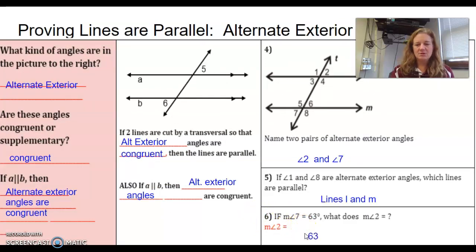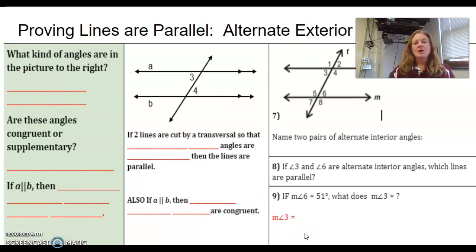Sorry about that. Alternate exterior angles, but it's interior that I drew. I typed the wrong word. Cross this word off up here and put interior, not exterior. Alternate interior angles. That's what the drawing says right here.